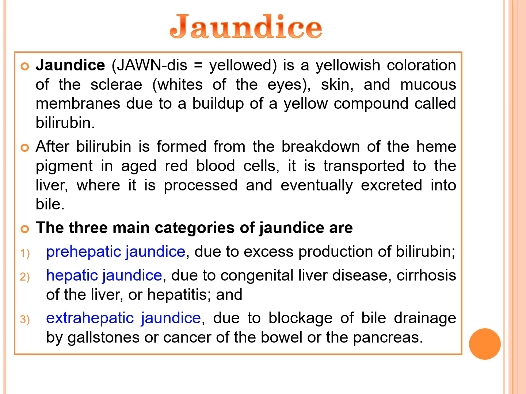The three main categories of jaundice are prehepatic, hepatic and extrahepatic jaundice. Prehepatic jaundice is due to excessive production of bilirubin. Hepatic jaundice is due to congenital liver disease, cirrhosis of the liver or hepatitis. Extrahepatic jaundice is due to blockage of bile drainage by gallstones or cancer of the bowel or the pancreas.